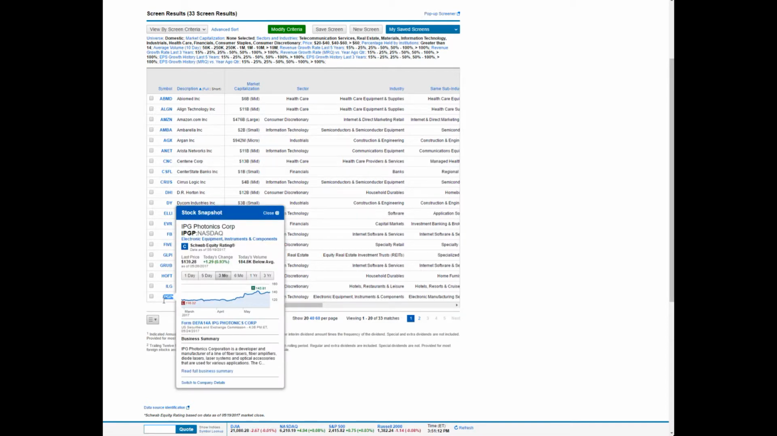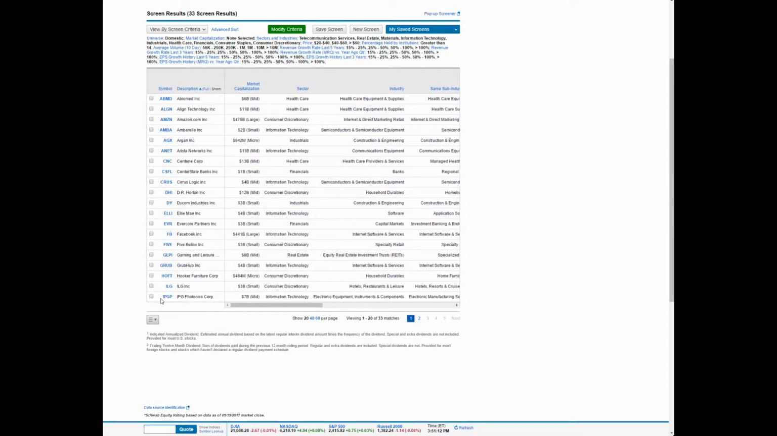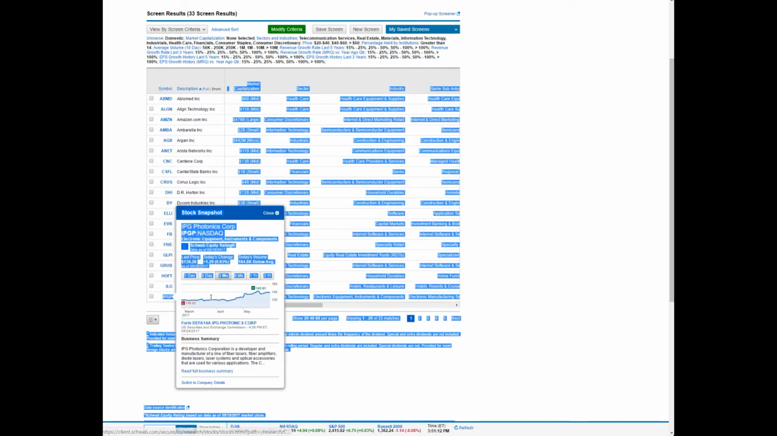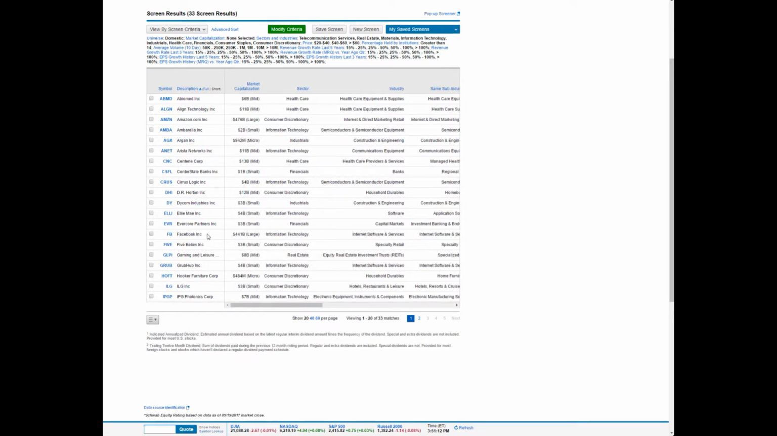Here's IPGP. This is a great pick for me. It has gone from $100 when I jumped in to 140. So that's a solid one. It's a 40% gain, right? That's insane in like 3 months. Facebook, a very solid pick when I found it a few months back as well, at 130, and now it's at like 152. Not as big of a grower, but money is money.